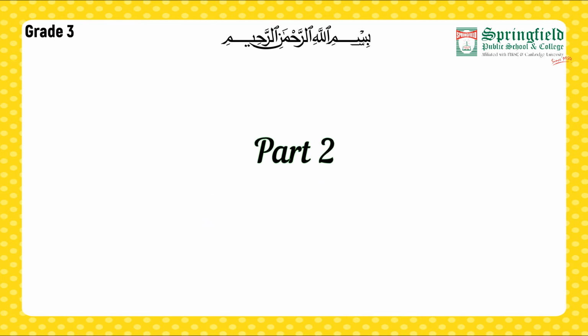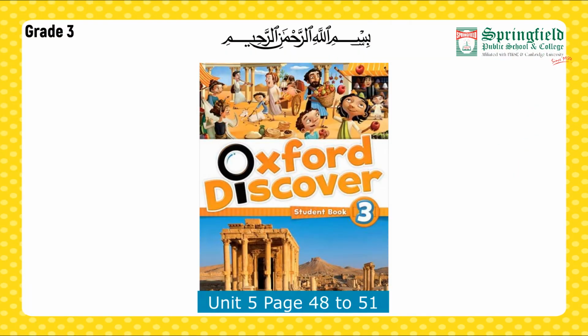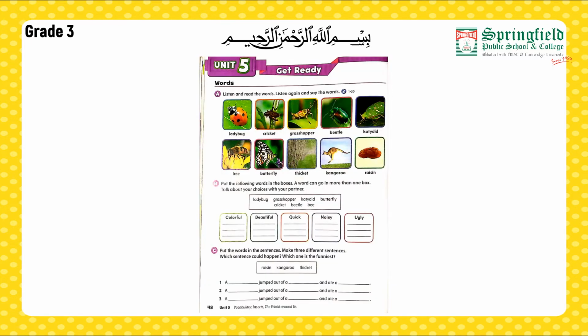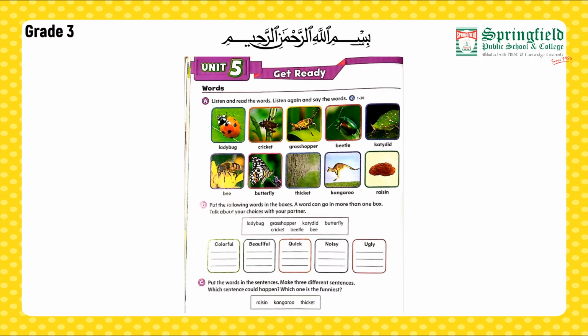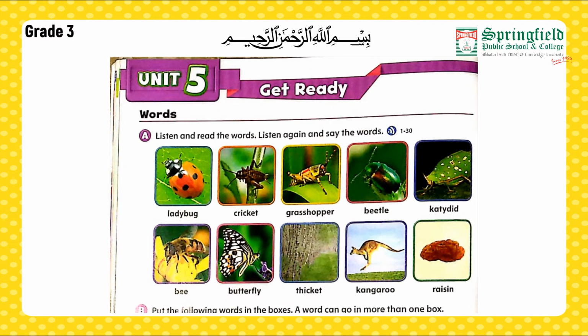So students, this is our part 2. Now, moving towards our Oxford Discover student book, page number 48. Unit 5, Get Ready. Here first of all we have got some words. What you have to do is listen to me very carefully and repeat each word after me. Words, listen and read the words. Listen again and say the words.